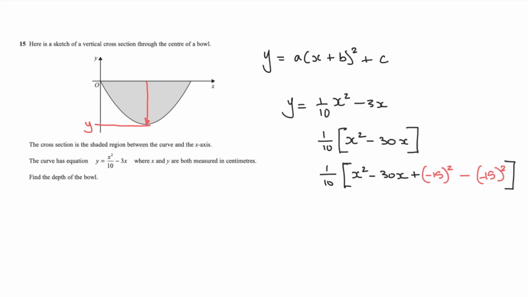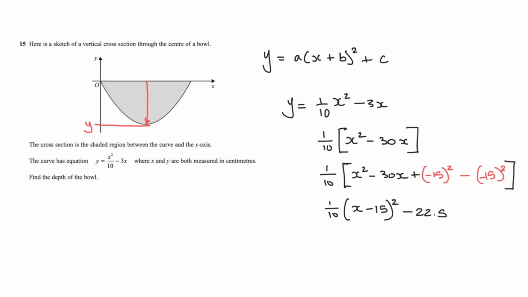So let's finish completing the square. So this becomes 1/10, open brackets, x take away 15, close the bracket and square it, and then I need to work out this here. So this is going to be 225 when you square 15. And then if I times that by 1/10, then that's going to give me 22.5. And just like that, that part of this is done.